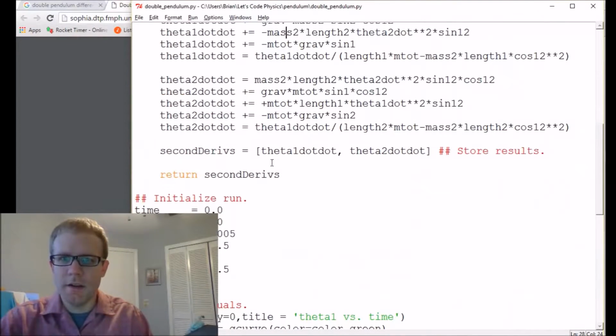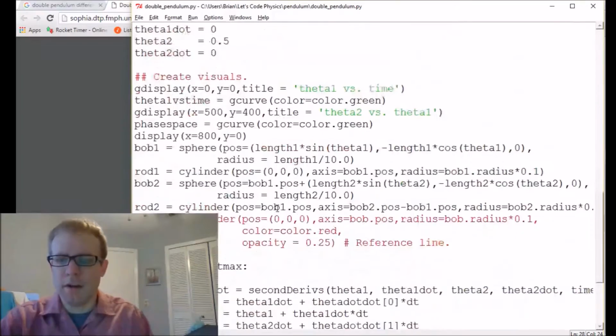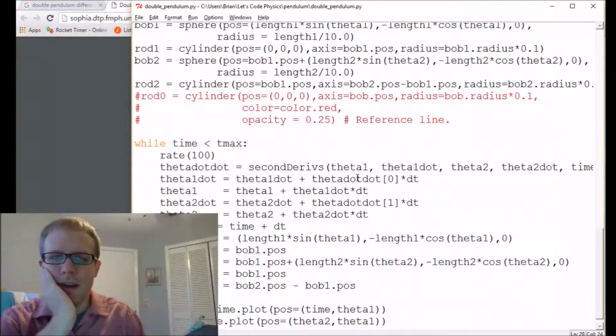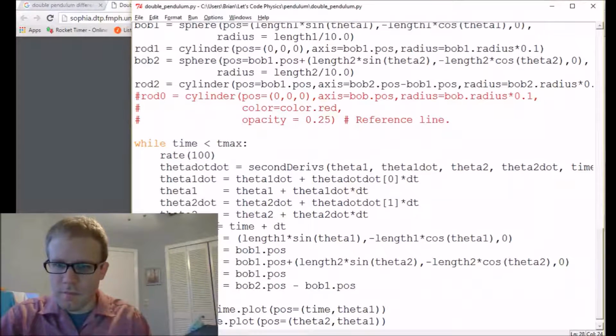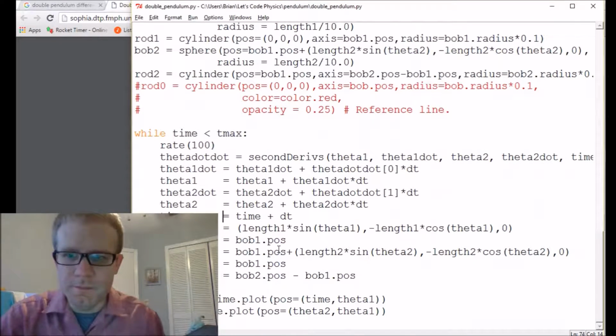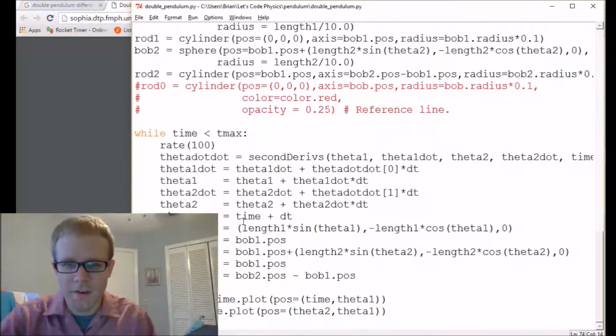And I am storing theta 1, theta 2, second derivative. Okay. So theta 1 dot needs to get the first one, the 0th one. Yes. Theta 1 equals theta 1 plus theta 1 dot times dt. Theta 2 dot equals theta 2 dot plus theta double dot 1 times dt, and then theta 2 equals theta 2 plus theta 2 dot times dt. Okay. Align the equal sign. That'll fix the problem, but you know, can't hurt.